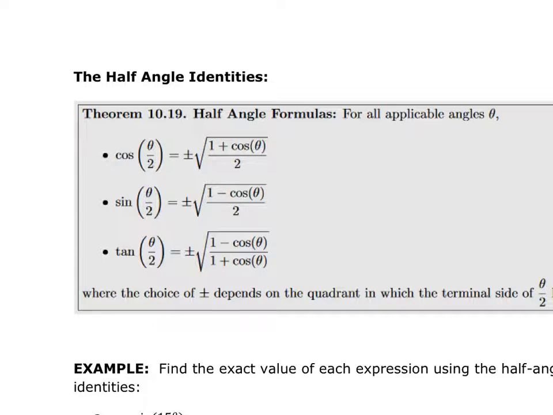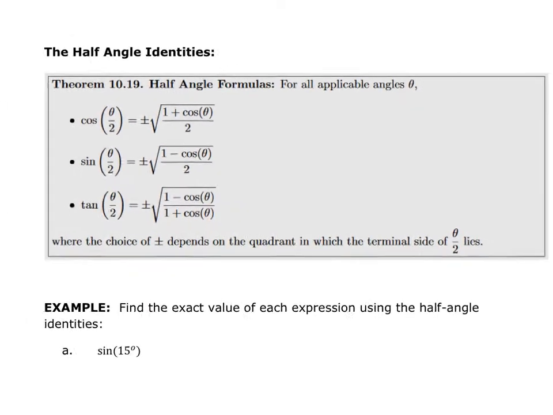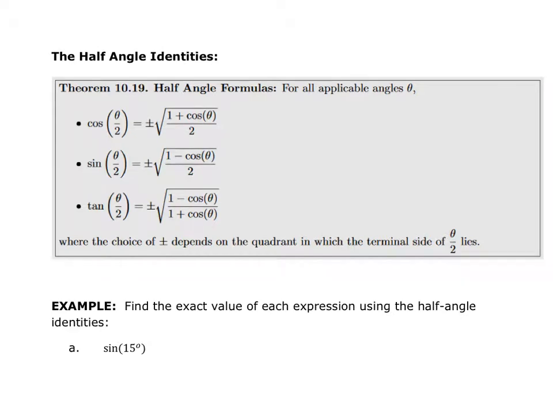So you just have to remember where you're standing. Now the plus and minus here is determined by where you land when you get done. So plus and minus depends on the quadrant in which the terminal side of pi over 2 is. So if the terminal side of pi over 2 is in quadrant number 2, and you're trying to find the cosine of that, then you're going to take the negative part of it. So it just depends on where you are as to what you choose.